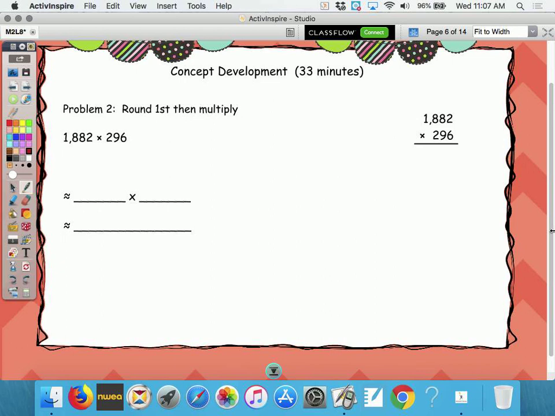Okay, on this one, circle the 1, underline the 8. The 8 tells me to add 1, because it's higher. 8 is above what, Miguel? 8 is above 5. So 2,000.